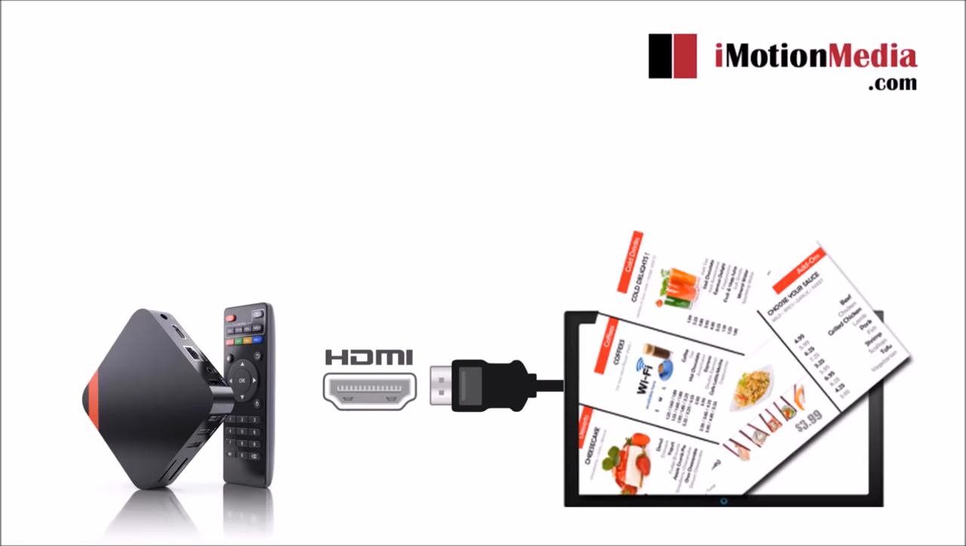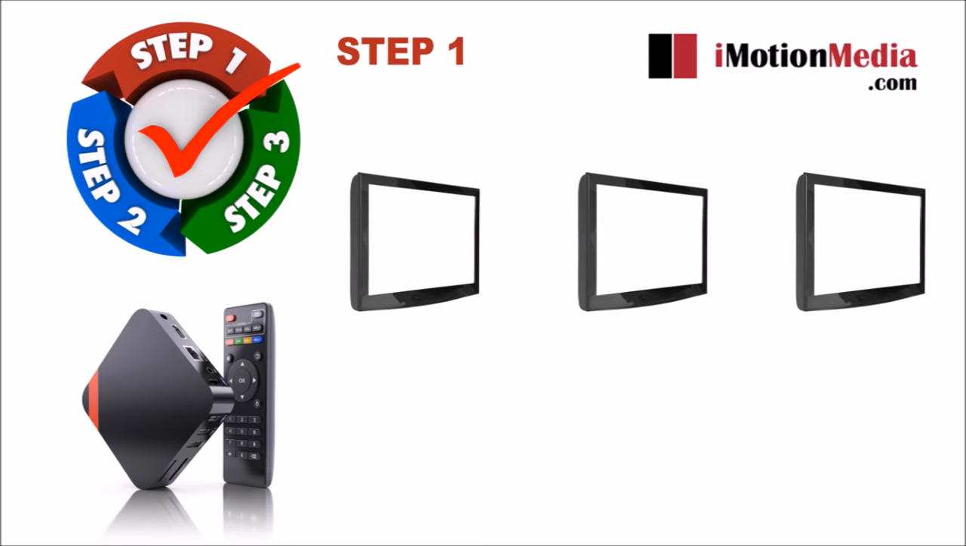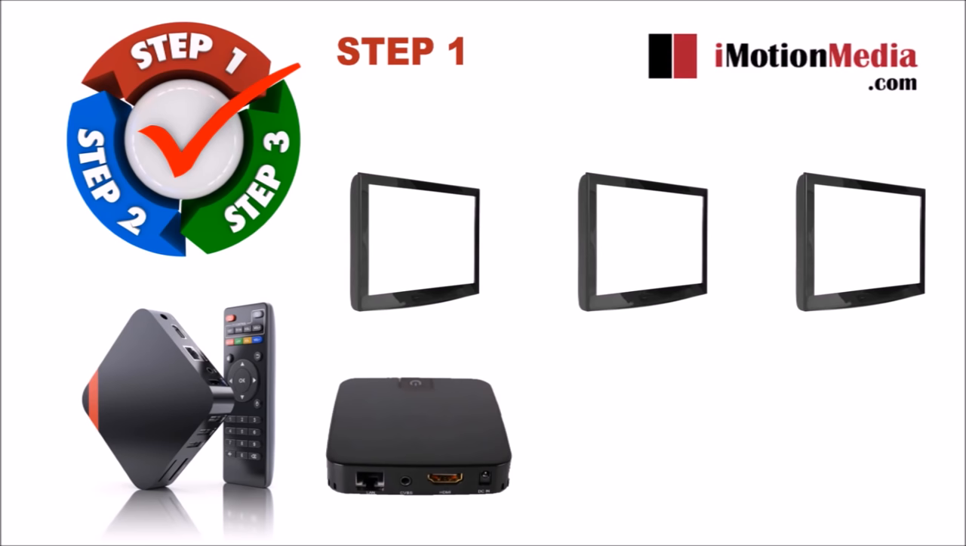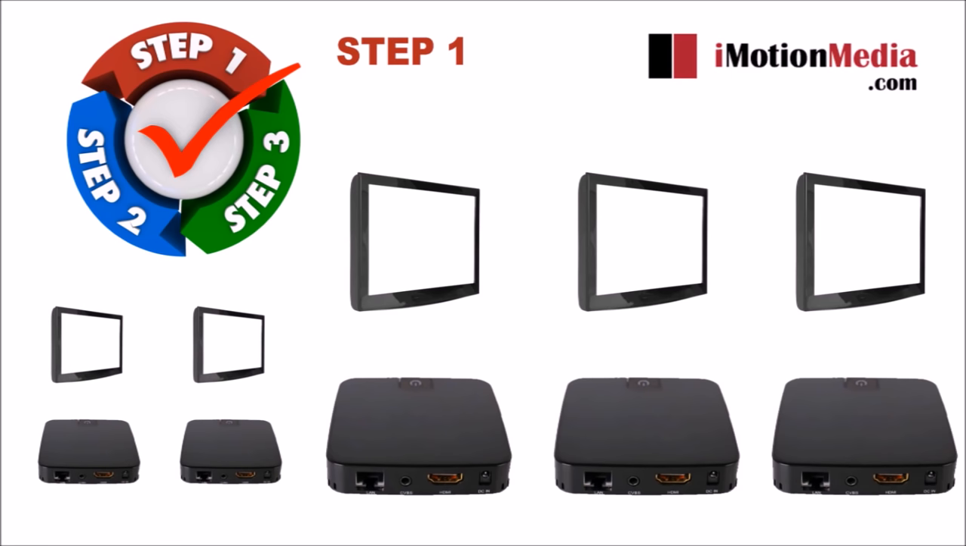Here is how the process works when ordering any of our digital menu services. Step 1. Purchase the package you need depending on the number of menu screens you plan to install. You will receive one media player per screen. This means if you order our 3-screen package, you will receive 3 media players. If you order our 5-screen package, you will receive 5 media players, and so forth.